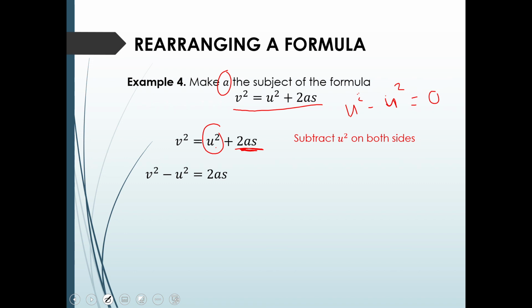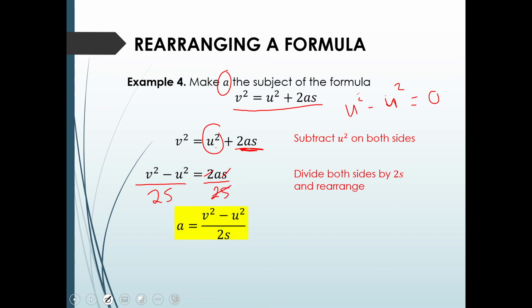Now, in this case, you want a. So that means you need to remove this 2s here. How can you remove the 2s? By dividing both sides by 2s. Here, 2s will be gone on this part. So your new formula for a will be v squared minus u squared all over 2s.